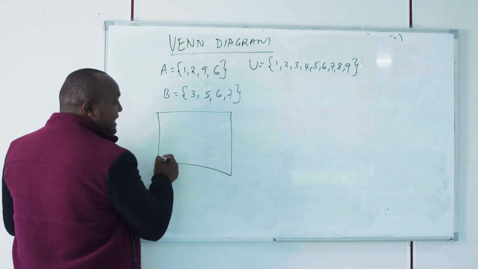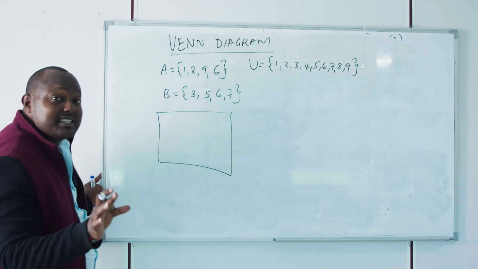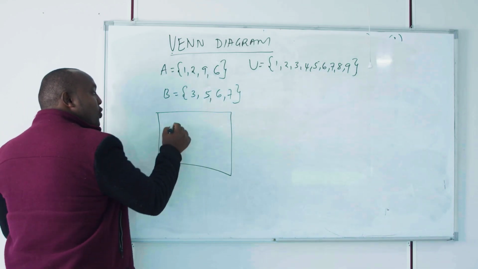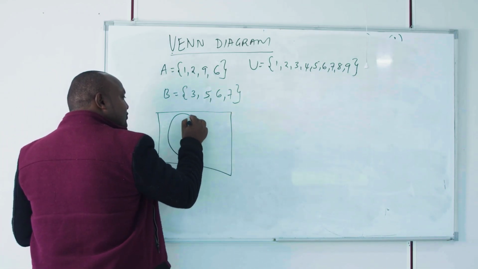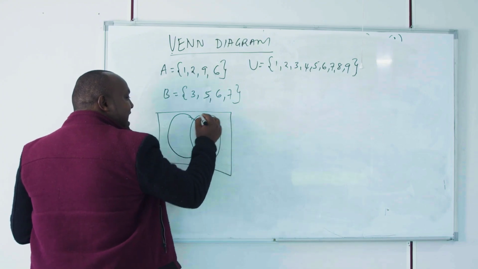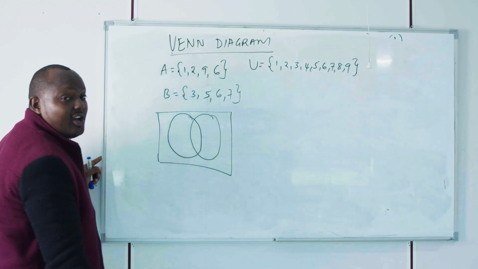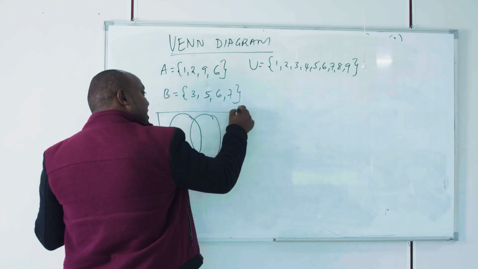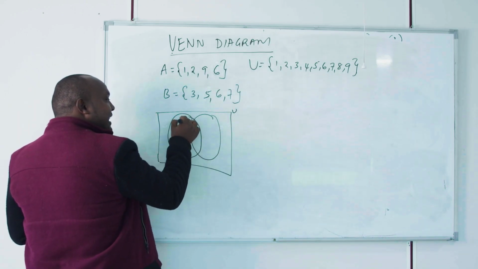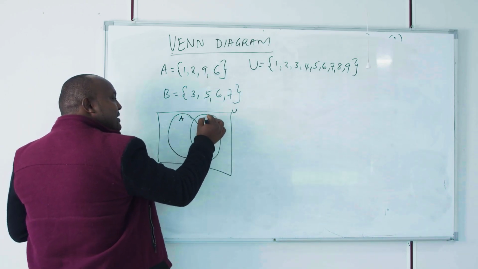this is our universal set. We use a rectangle to represent our universal set. We use circles to represent the ordinary sets. So this is the universal set. These are ordinary sets. This is set A, and this is my set B.